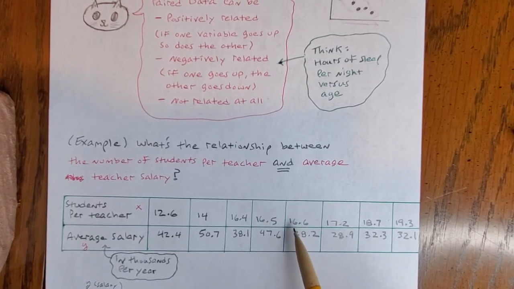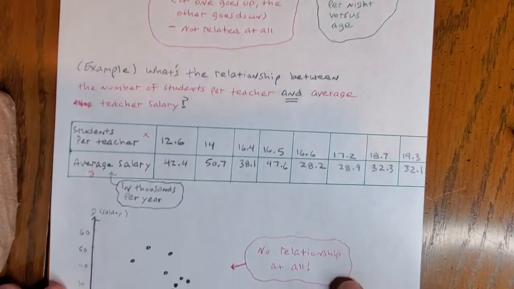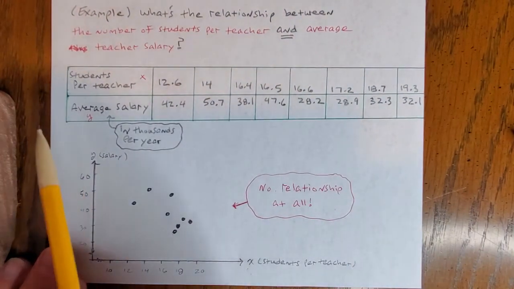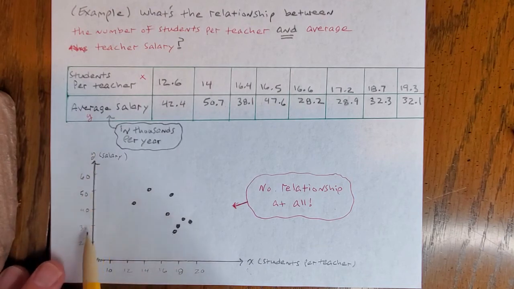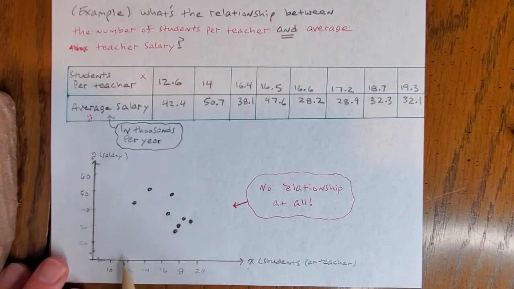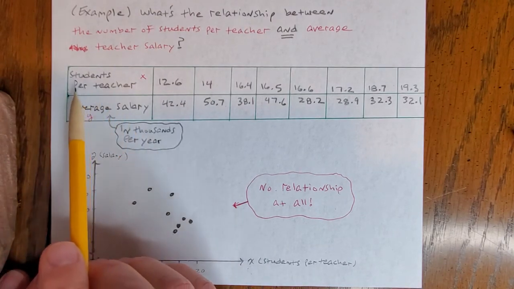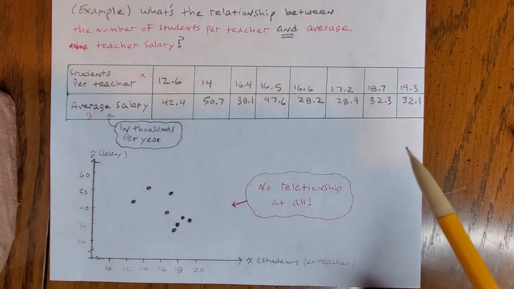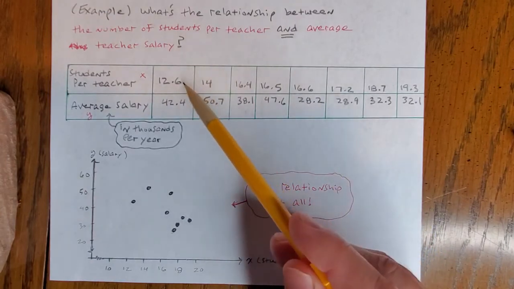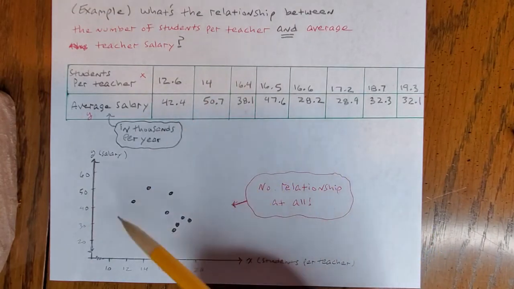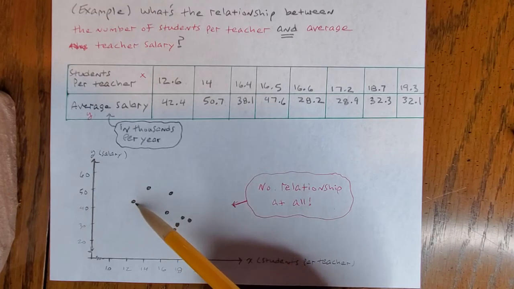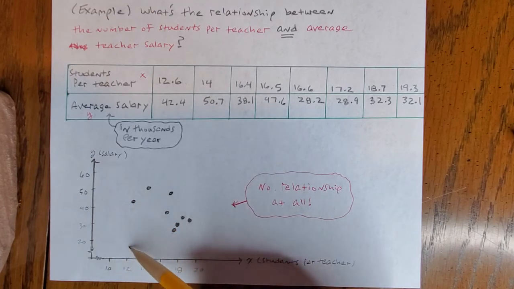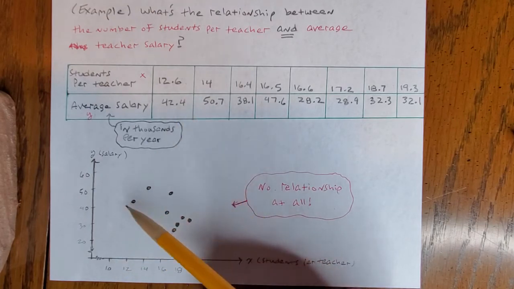So that's the raw data. It's not organized. I'm just looking at it and I just see a bunch of numbers. But I'll make the scatter plot in the same way. On the vertical axis is the salary, and on the horizontal is the students per teacher, or the class size. I just plotted the numbers. Like, 12.6 and 42.4, that's this one right here. I went over a little bit more than 12, and up a little bit more than 40.